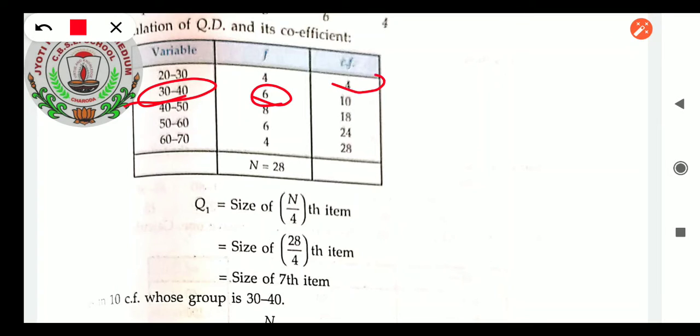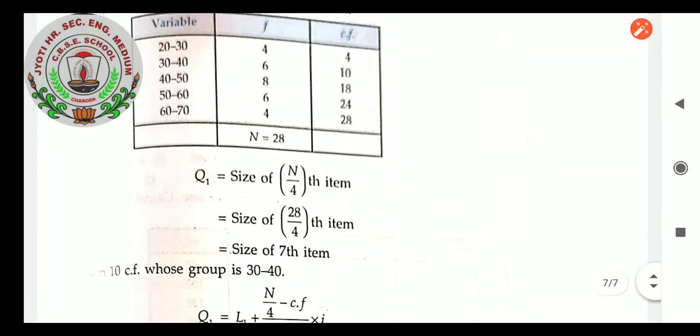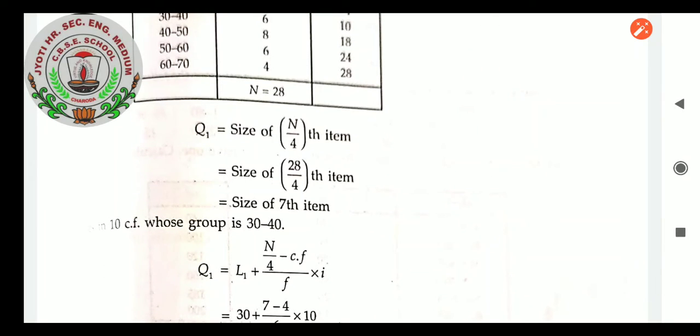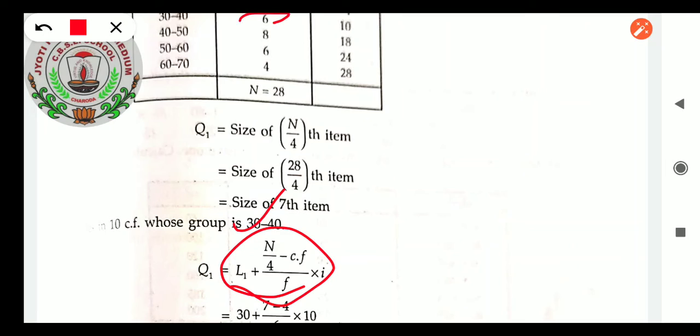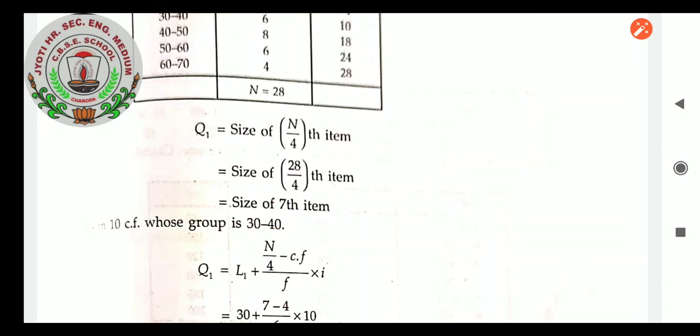The f will be 6 and the preceding CF will be 4. Substitute the values in the formula: L1 plus (n by 4 minus CF) upon f into i. Same formula as for the continuous series; we are going from the median chapter only. Nothing is different, so we apply the same formula. L1, as I said, is 30, plus f is 6, as I said. N by 4th, it is calculated as 7, minus the preceding CF, as I said, it will be 4. Can you see it in the table?